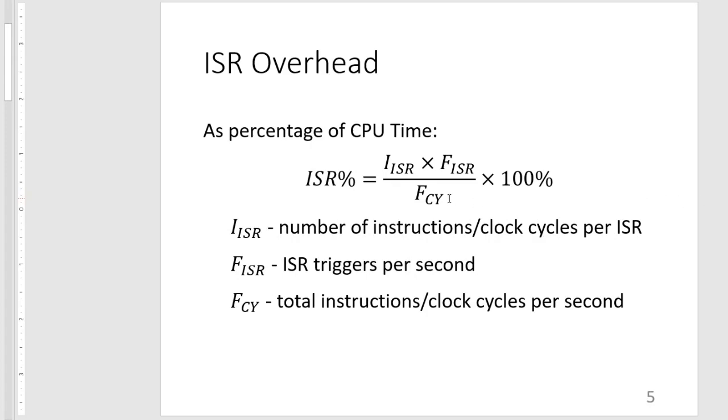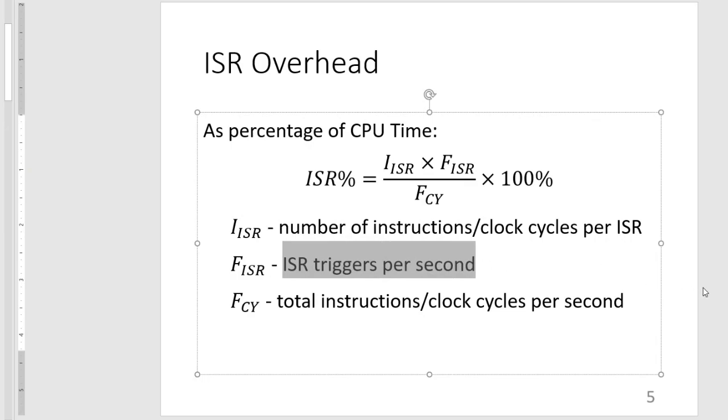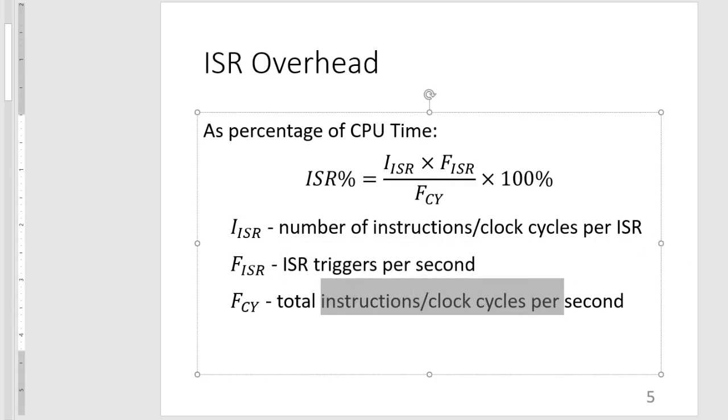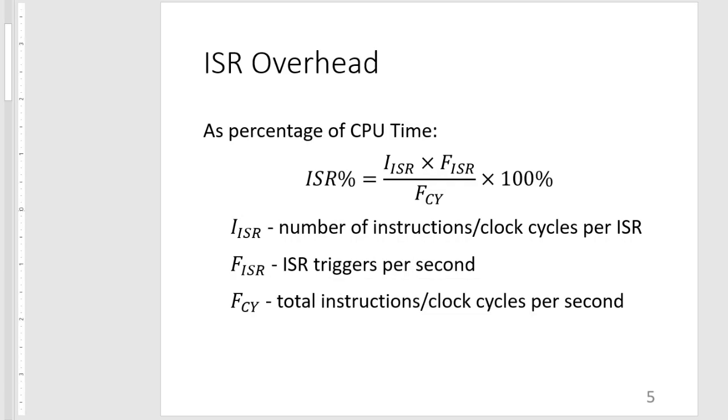Another way of representing ISR overhead is as a percentage of CPU time. We have the number of instructions per ISR from the previous slide. We multiply it with F_ISR, which is the number of times the ISR is triggered per second. And then we divide this by the total instructions or clock cycles per second of our microcontroller. This gives us an estimate of how much of the CPU processing time is actually used for the interrupts. If our ISR percentage is, let's say, 50%, that means half the time our CPU is actually servicing interrupts rather than performing its main routine.